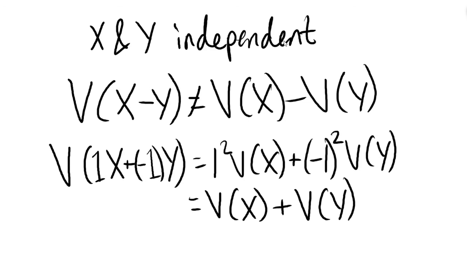Now, note that this is an independent case. If we have a dependence, then we will have to take that minus 2ab covariance xy. But in an independent case, it's easy to forget that this will become this. So I just wanted to remind you that that is how it works.